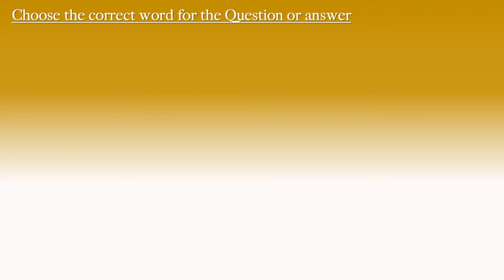Okay, let's practice everything that we have learnt in unit number 7. Now, if you read here, it says choose the correct word for the question or answer. I am going to show you a picture. Then you are going to get one question and one answer for each picture. You will have a choice. The choice is 2 words. One word will be correct for the sentence and one word will be wrong. Let me show you what I mean.